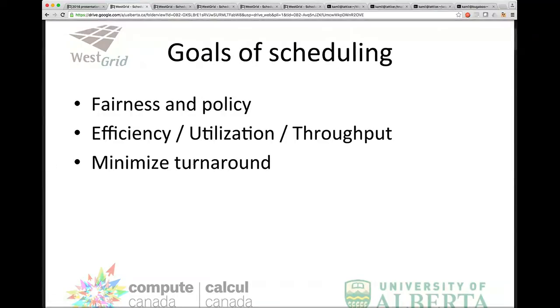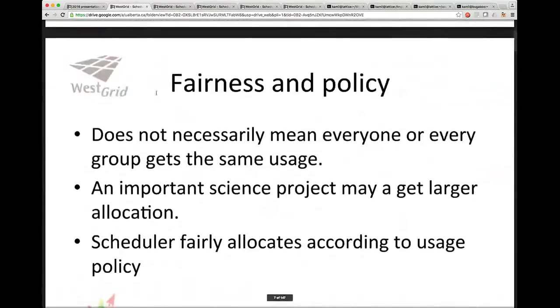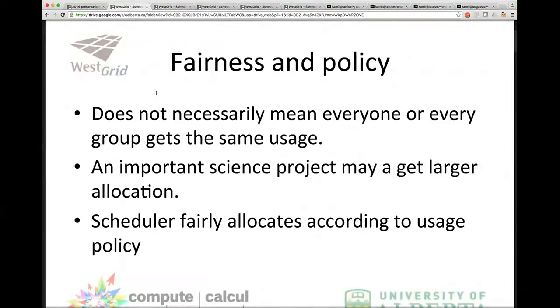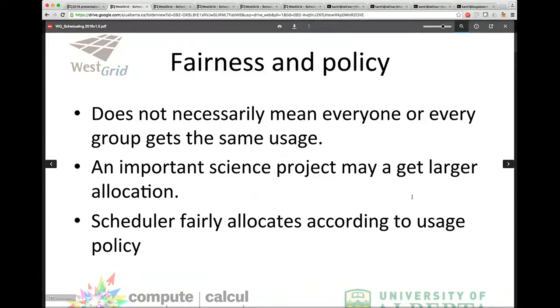Now, there's a few things important to know about this. All these three things are contradictory. Trying to do one basically means that we have to have less of the others. So let's go into it here. Fairness and policy. As I said earlier, it does not mean everybody gets the same access. An important science project may get a larger allocation, and the scheduler allocates according to the policy.